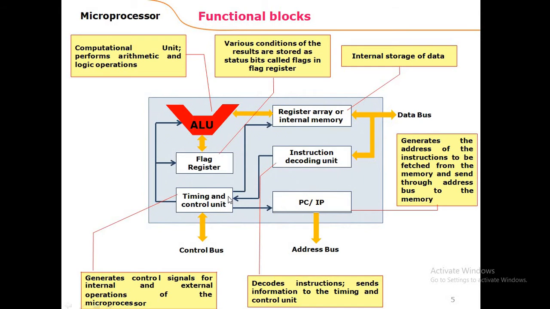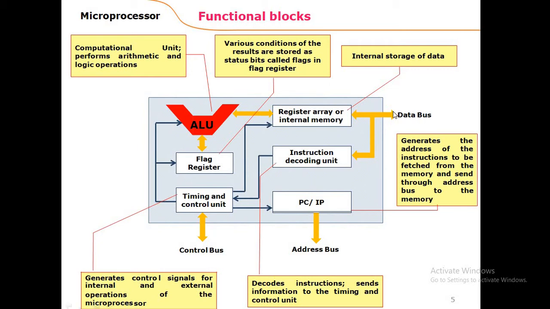Here the major unit is the timing and control unit, which is connected to the register array as well as the instruction decoding unit, the flag register, the ALU, and the program counter or the instruction pointer. Hence this timing and control unit is connected to all the remaining 5 blocks. Now we will discuss the function of each block.